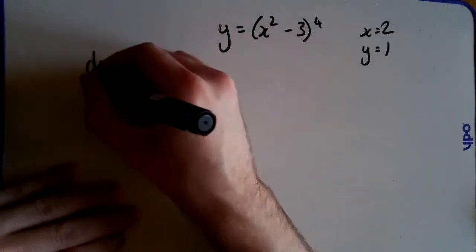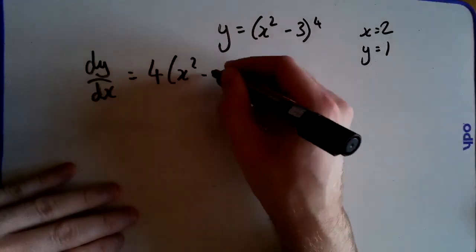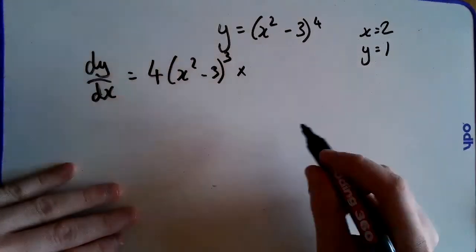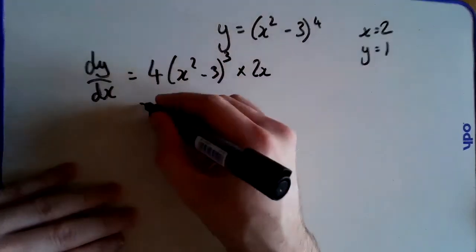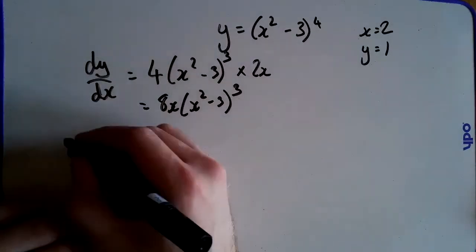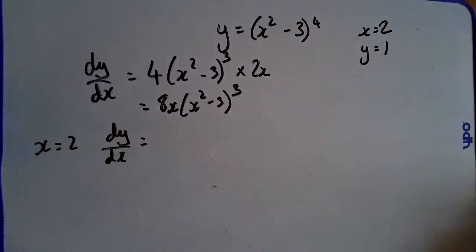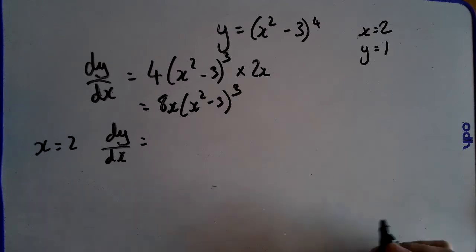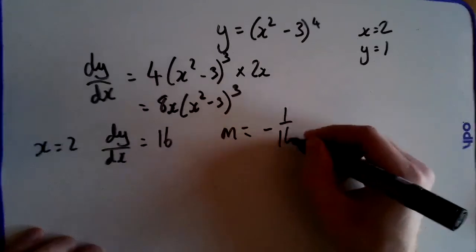So dy by dx, I get 4 goes to the front. I take away 1 from the power, but I have to remember to times by the derivative of this bracket here, so that's 2x. So I get 8x, x squared minus 3 cubed. Sub in what x is, so when x is 2, dy by dx is, let's do that on my calculator. So that's 16. So therefore, since it's the normal, it's minus 1 over 16, negative reciprocal.